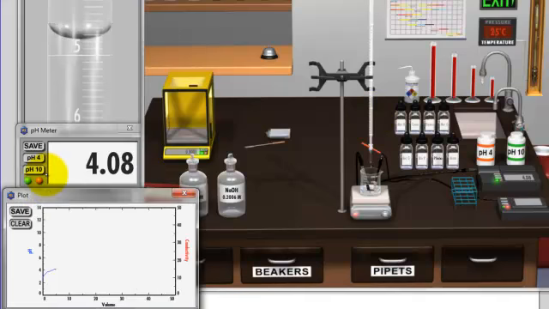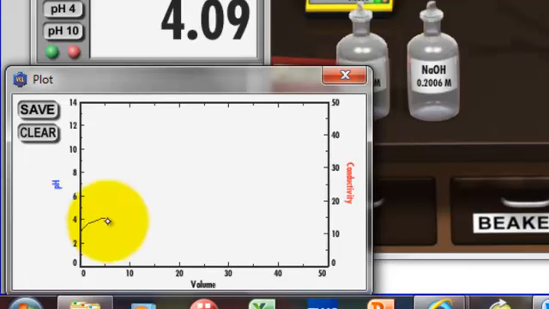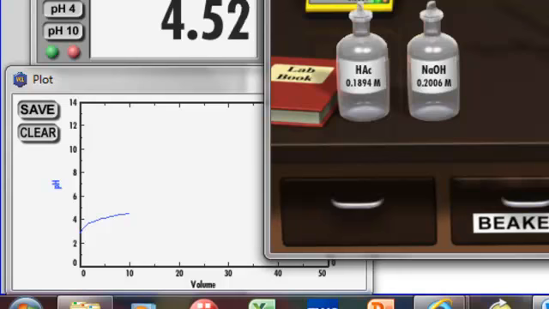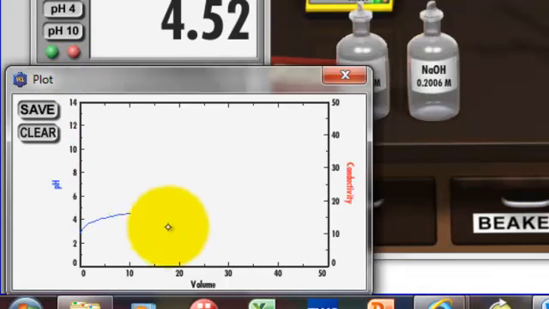And you'll see that we have the pH beginning to be measured here. Now at first, and you can do this when you do your own lab too, you can add it pretty quickly at first because you'll notice the pH does not change very much at first.